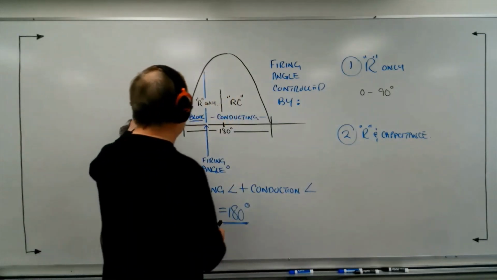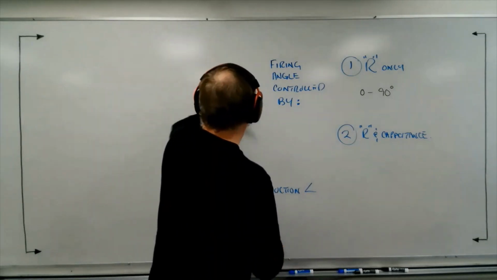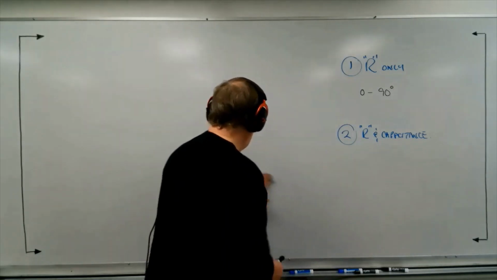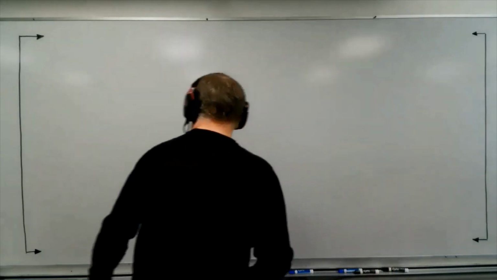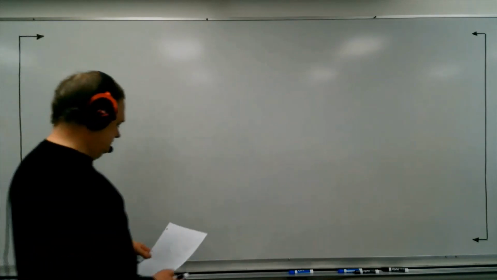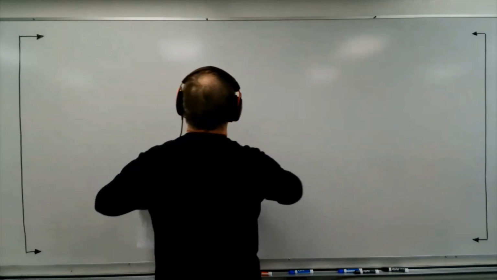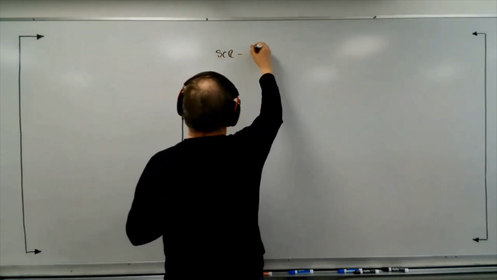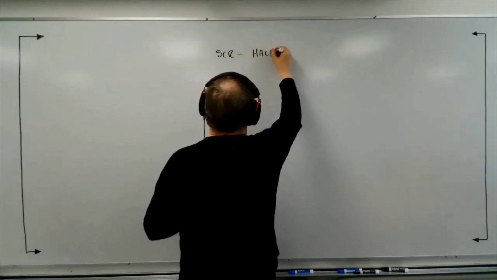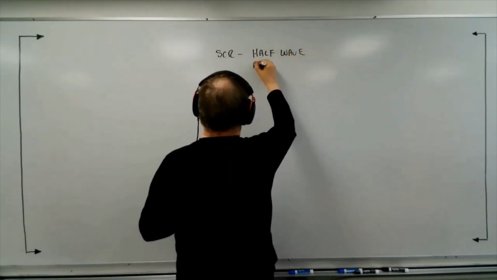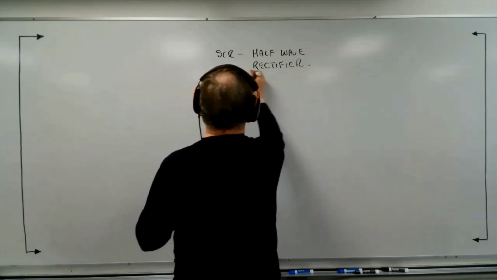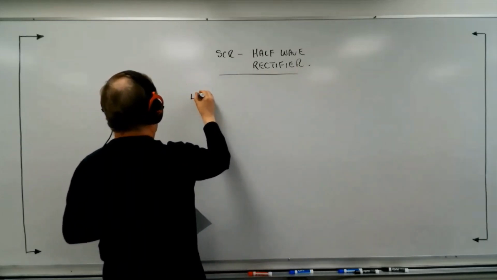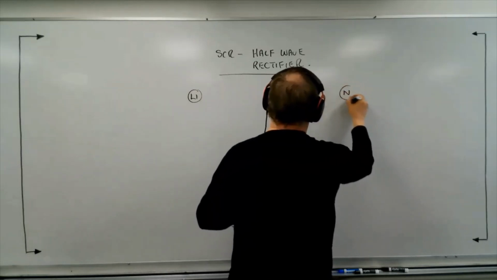So the first one we're going to look at is going to be the resistance only. Now I'm going to draw a very typical circuit with the SCR in it, and it will look like this. This is an SCR used essentially as a half-wave rectifier. Let me show it to you like this. I'm going to start with line 1 and neutral over here. This is just a single phase.